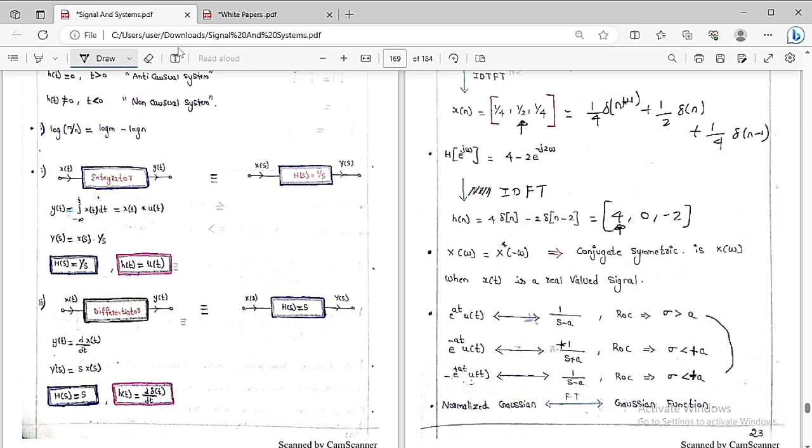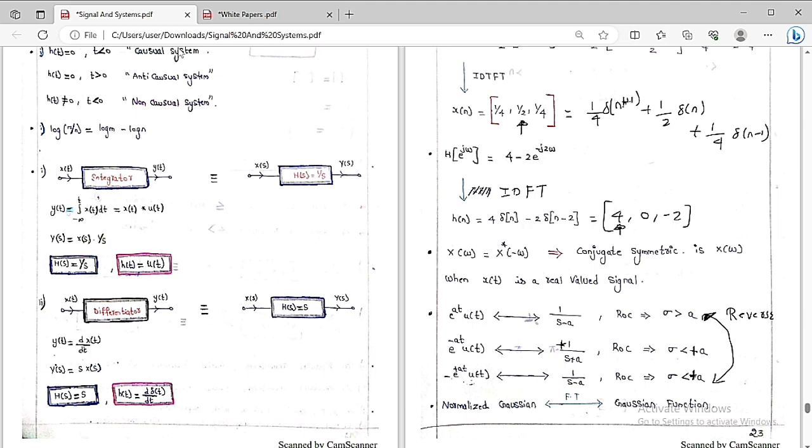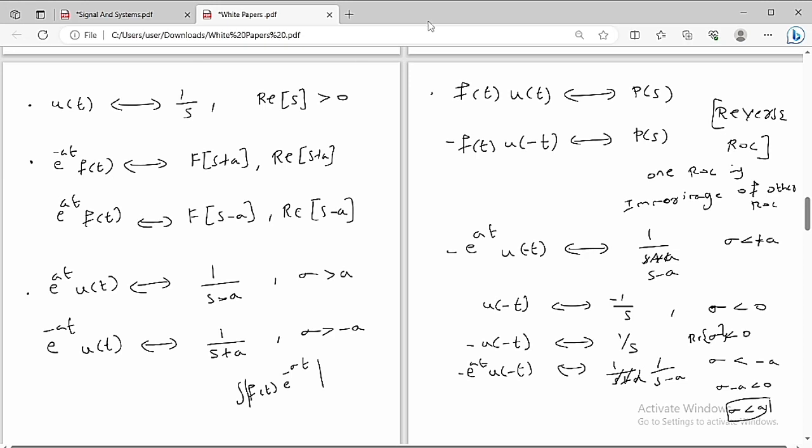If you see clearly, one is greater than a and the other is less than a. So what is the meaning of this? I think they are just reverse, but not the mirror image. One is greater than a means the other is less than plus a. I can say that this is the reverse ROC, but not the mirror image. Here I'm a little bit confused, but let me clear it later. Up to now, remember that this is not the mirror image. This is only a reverse ROC.